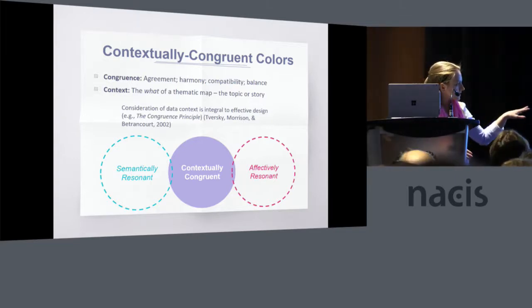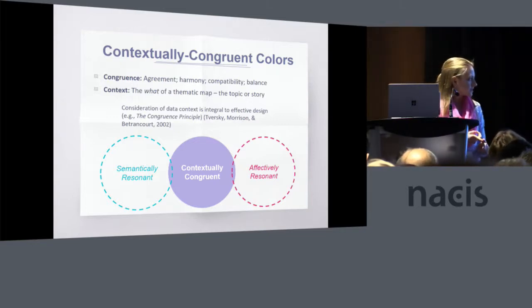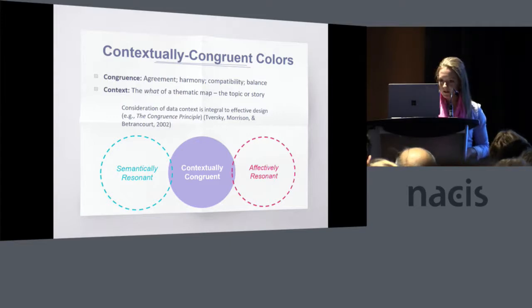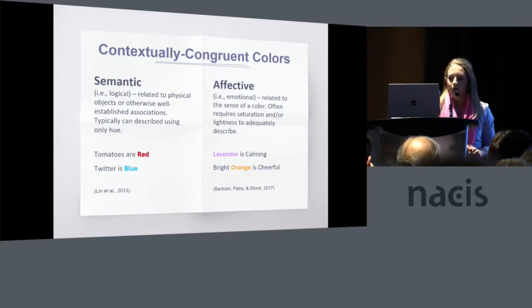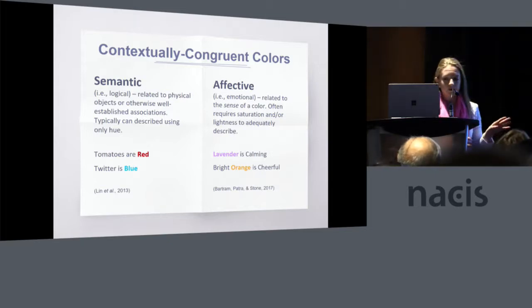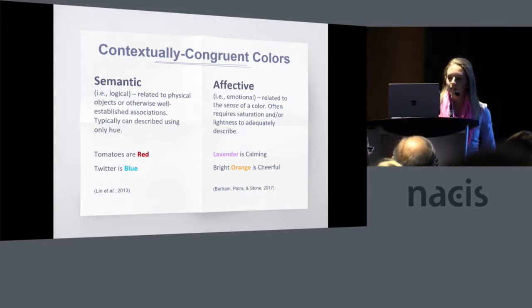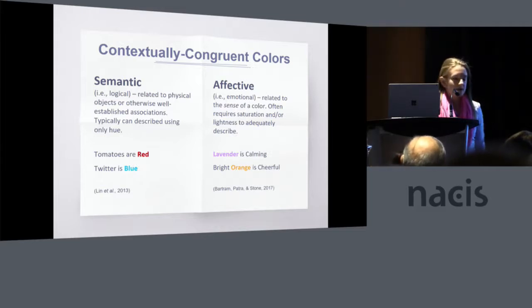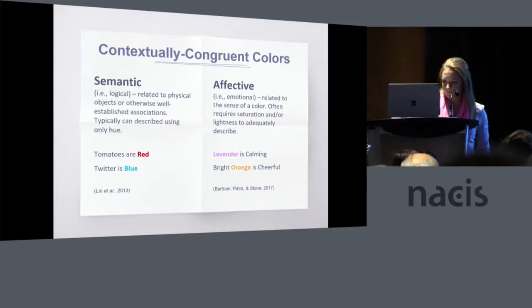So this relates closely to the congruence principle, which is typically discussed in the context of animation, but essentially says that the data and the design should be in harmony. And though these types are not necessarily mutually exclusive, it's useful to describe contextual color congruence in these two different parts, so semantically resonant and affectively resonant types. So semantic resonance is related to physical objects or otherwise well-established associations. It can typically be described using only hue. So for example, tomatoes are red, Twitter is blue. And affective resonance, on the other hand, is related to the sense of a color. So it often requires saturation or lightness to adequately describe. So an example would be lavender is calming, bright orange is cheerful.